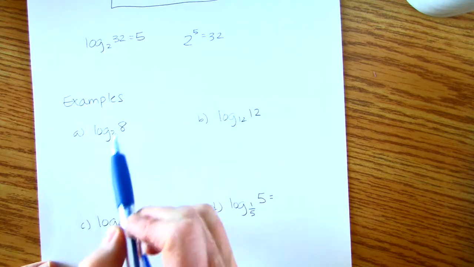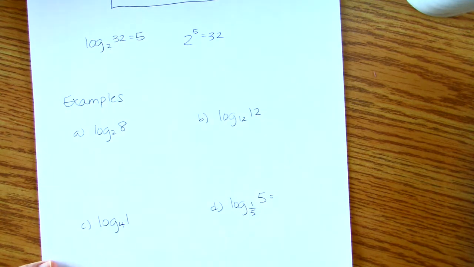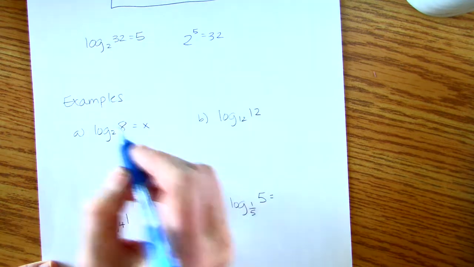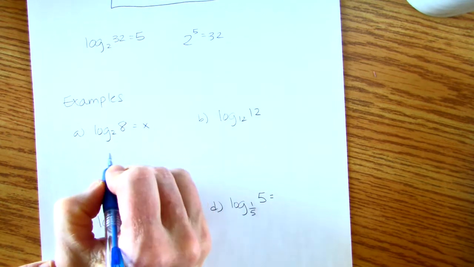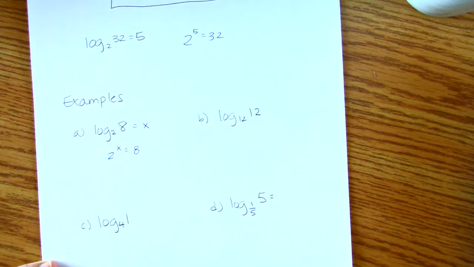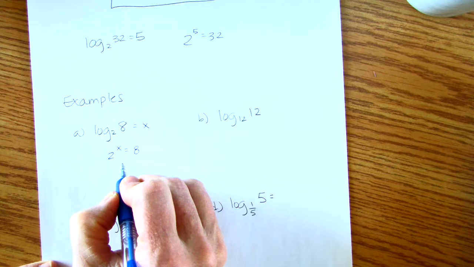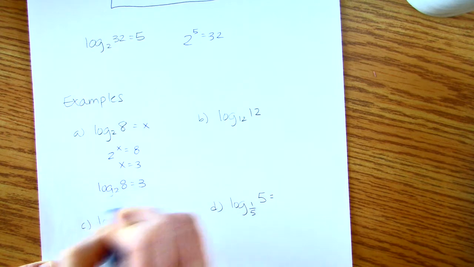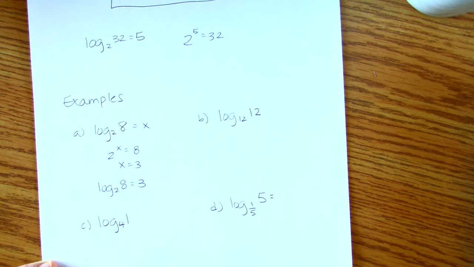Here's some examples. Sometimes they say evaluate this log. Well, here's something I like to do. I like to put an equals x over here because then I can just translate this: 2 to the x equals 8. And we all know what that is. x is 3. So this statement translates to log base 2 of 8 is 3.